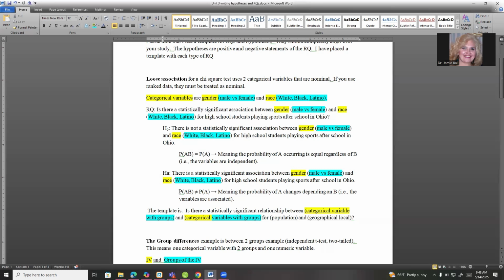And look at my hypothesis if I wrote it in statistical language. The probability of A changes depending on B. See that not equal sign? So this means the variables are associated. Again, I don't require the statistical hypothesis in statistical language. I just require in my papers you're writing these out correctly.